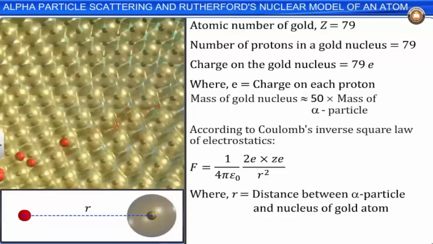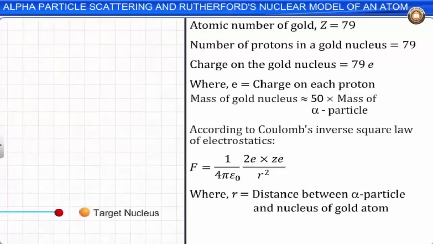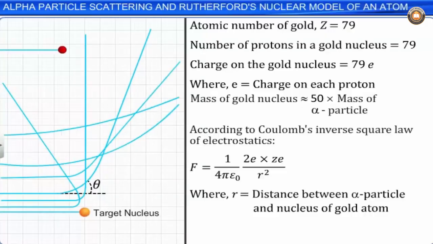The path of the alpha particle depends on the impact parameter b for the scattering, which is defined as the perpendicular distance between the direction of the initial velocity of the alpha particle and the nucleus of the gold atom. The alpha particles have a range of impact parameters. So the alpha particles are scattered in different directions.